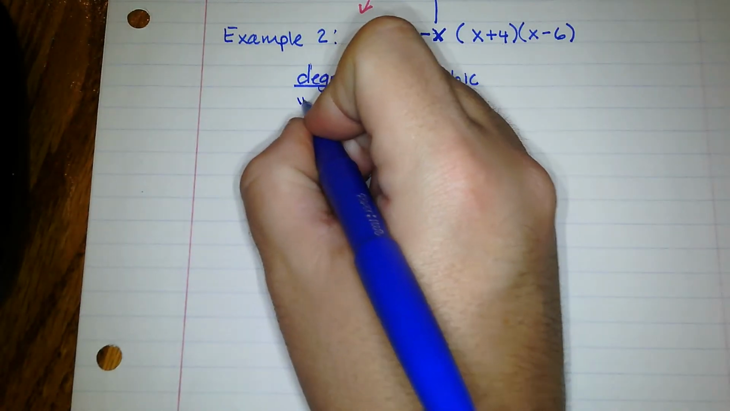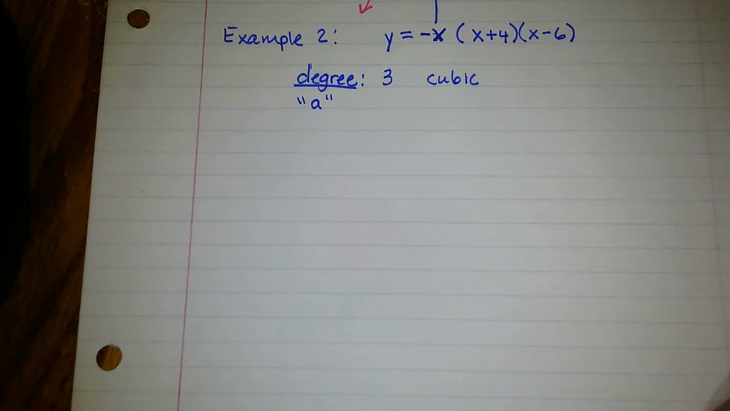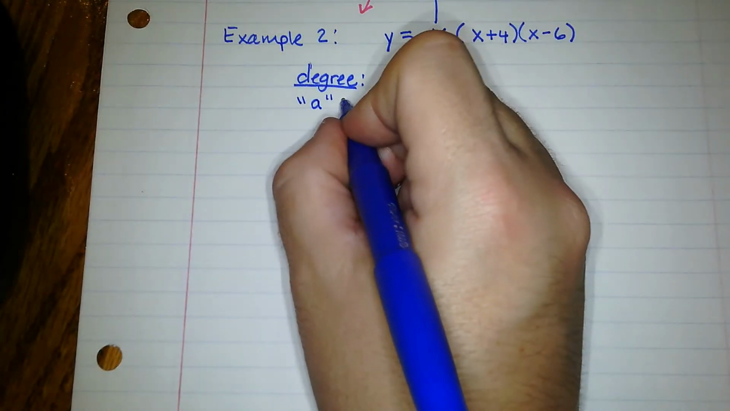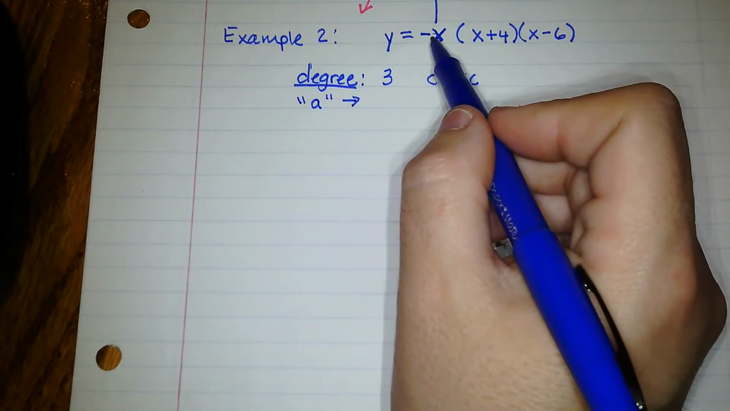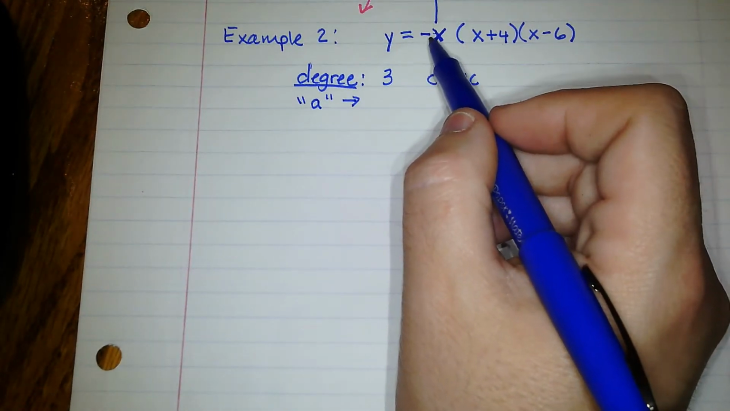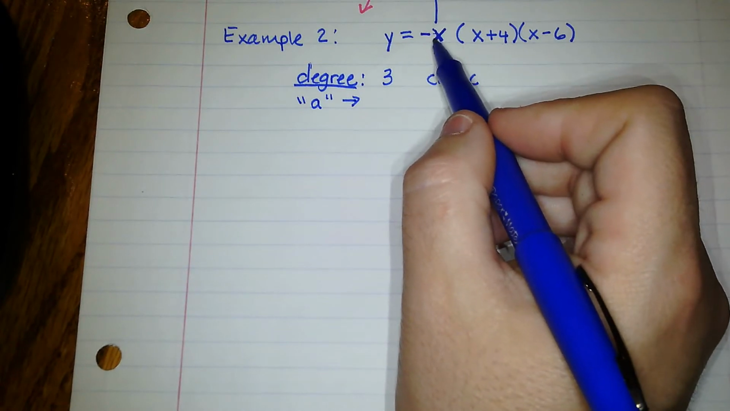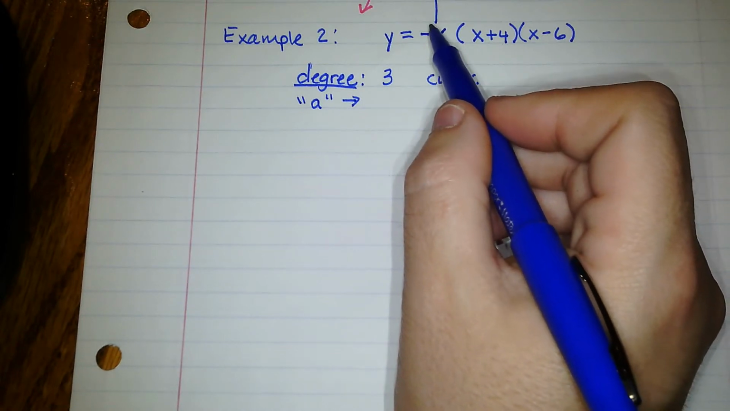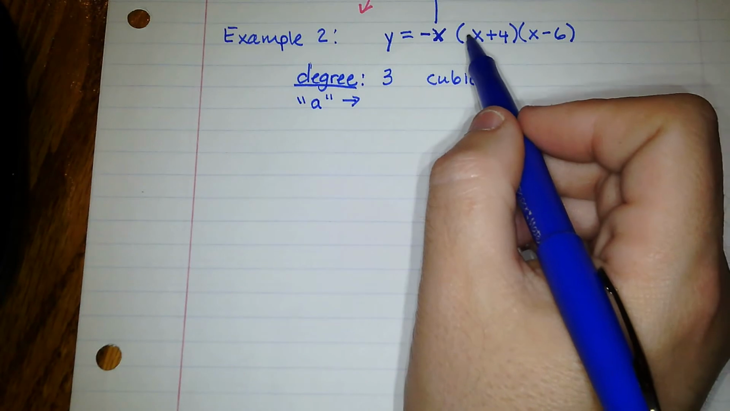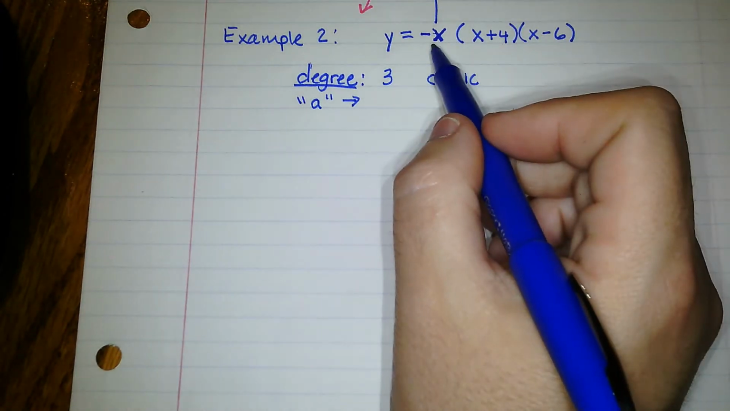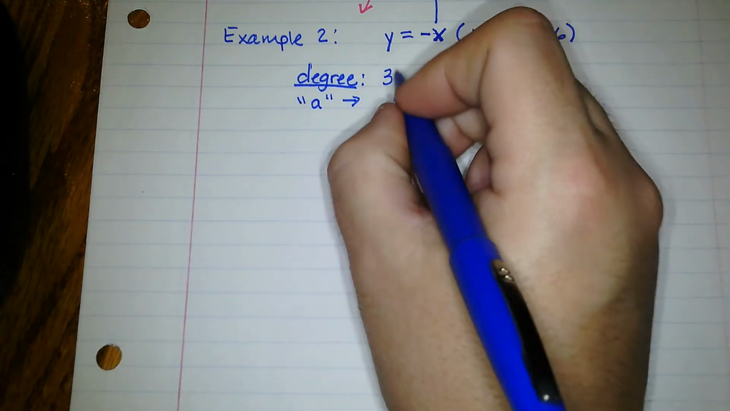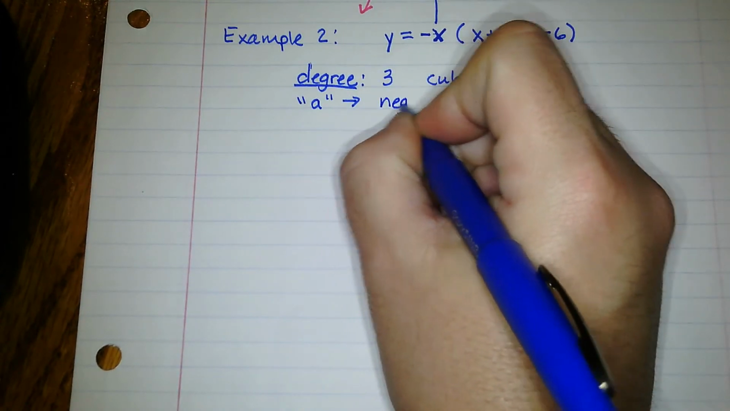The next thing we have to do is take a look at our a value and see if it's positive or negative. To do that, we have to look at the coefficients in front of the x terms and multiply them together. So remember that this is really a negative 1. So this is negative 1 times 1 times 1. That's a negative 1. So our a value is going to be negative.